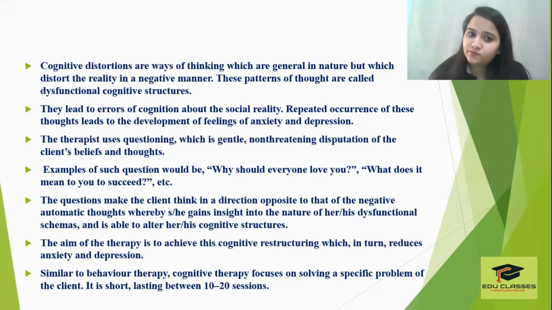They lead to errors of cognition about the social reality. Now, it might be the case that people around you love you, but because you have this cognitive distortion that you're not wanted and people around you don't love you, you will always have an error of judgment about what the social reality of your life is. Repeated occurrence of these thoughts leads to the development of feelings of anxiety and depression. The more this thought is active, the more anxious and depressed you will feel.